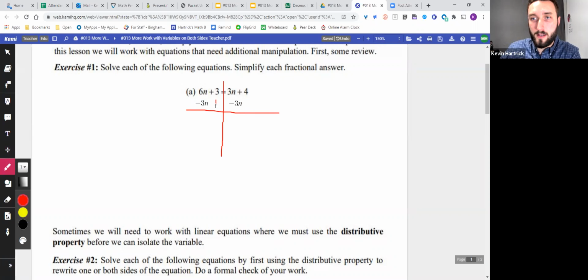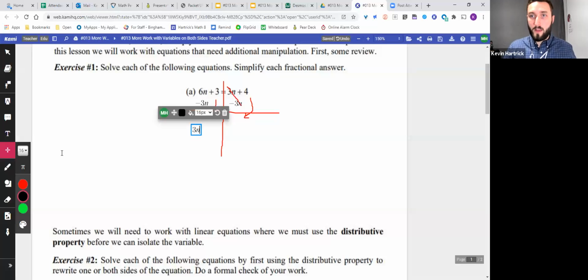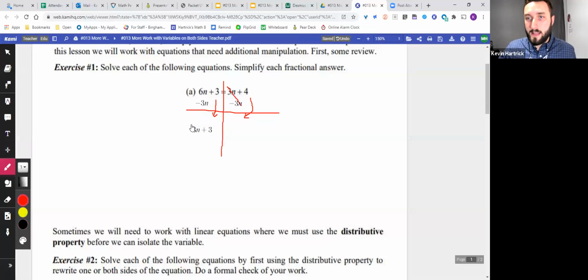This plus 3 just drops down. Okay? It can't be used. These cancel out because 3n take away 3n is 0, and all I have left is my 4. That comes down here. So 6n take away 3n is 3n. I still have my plus 3, I drop that down. I need my equal sign on the line. Don't forget that. Equal sign on the line. Next side is a 4.